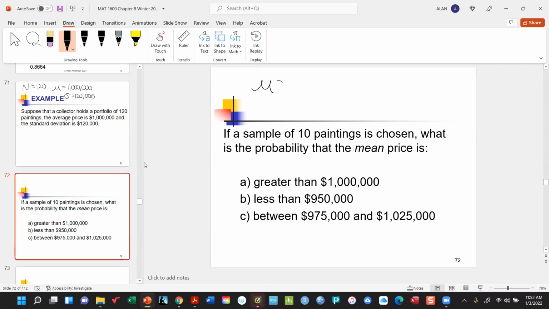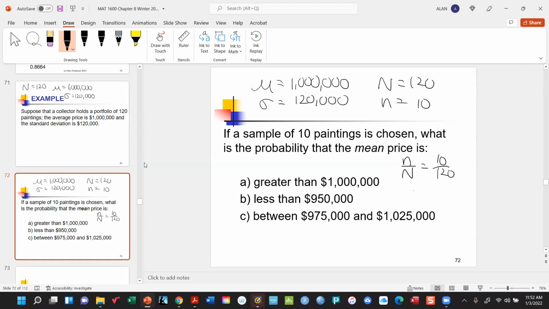Okay. So remember, the mean is a million. Standard deviation was 120,000, and the population size was 120. The sample size is 10. Now, by the way, this ratio is approximately 0.167. Okay, 10 out of 120. Oh, whoops, sorry, my fault. No, it's 0.083. That's still considered to be large because remember the threshold is 5%. So this is a large sample, because this number is greater than five. And you can tell when you have such a small population, a sample of any reasonable size is likely to be large.